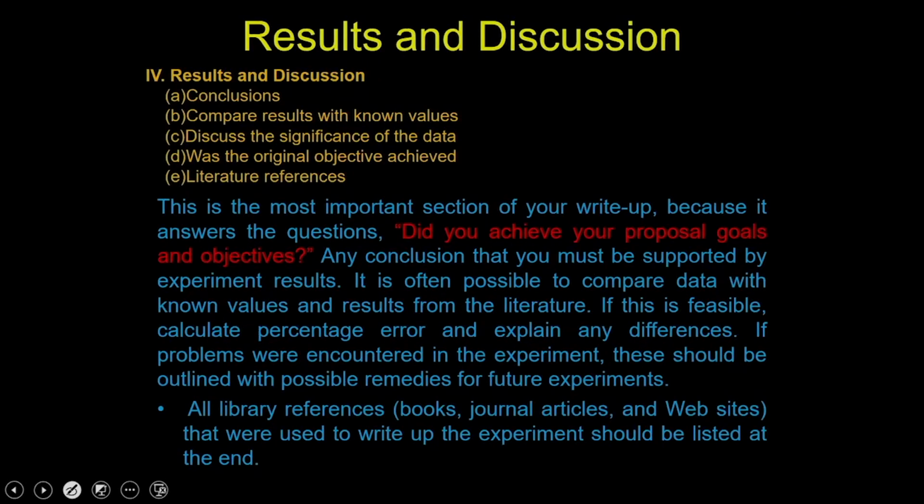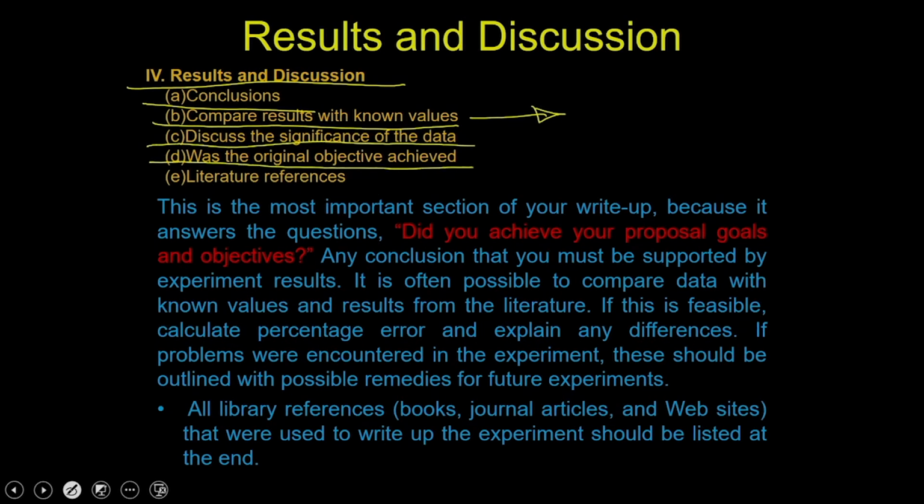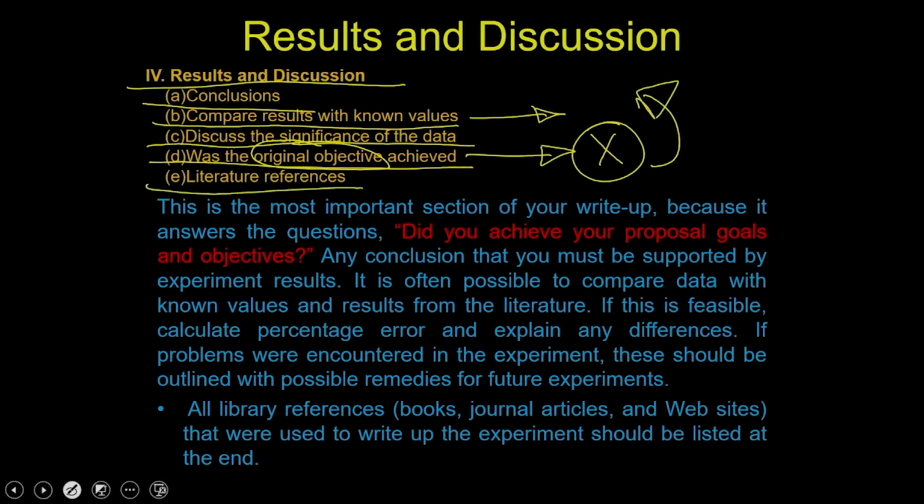And then come the results and the discussions. So, results and discussion comes with the conclusions, then you compare your results with the known values, and you discuss the significance of the data. You are going to ask the question whether the original objectives have been achieved or not, or if not, what could be the reason. Can I verify with some more experiments, and then you are going to do a literature search.